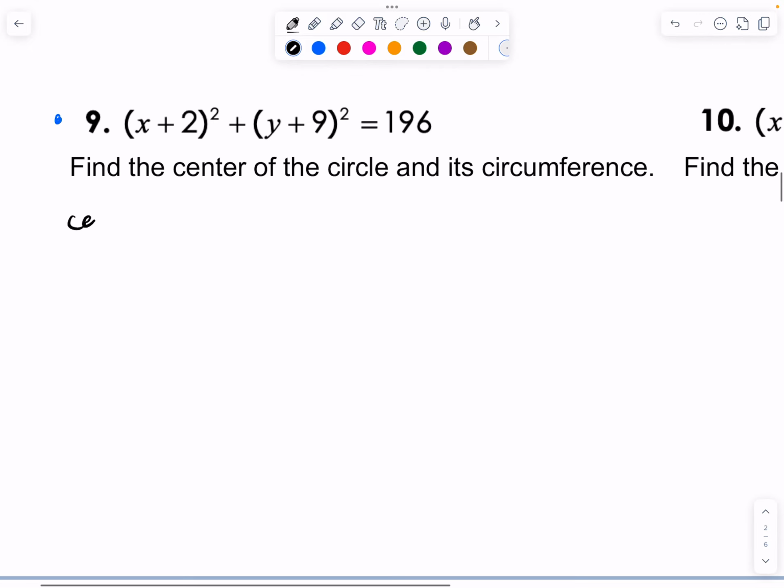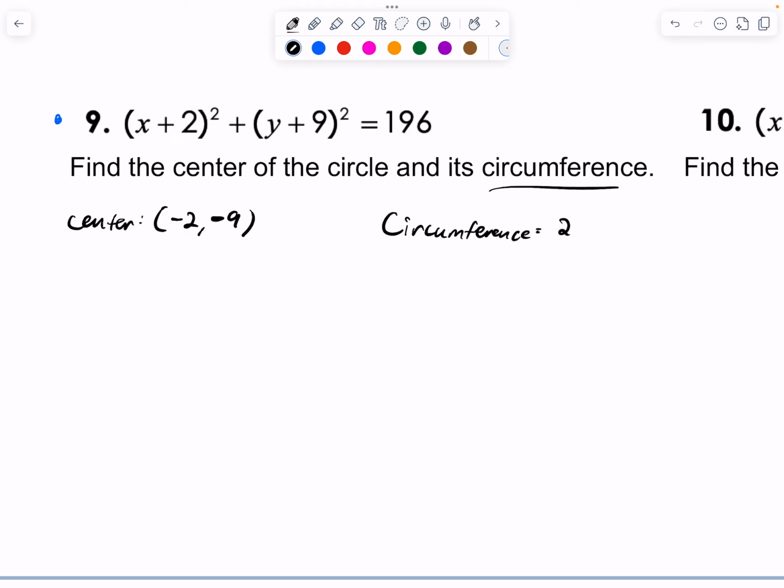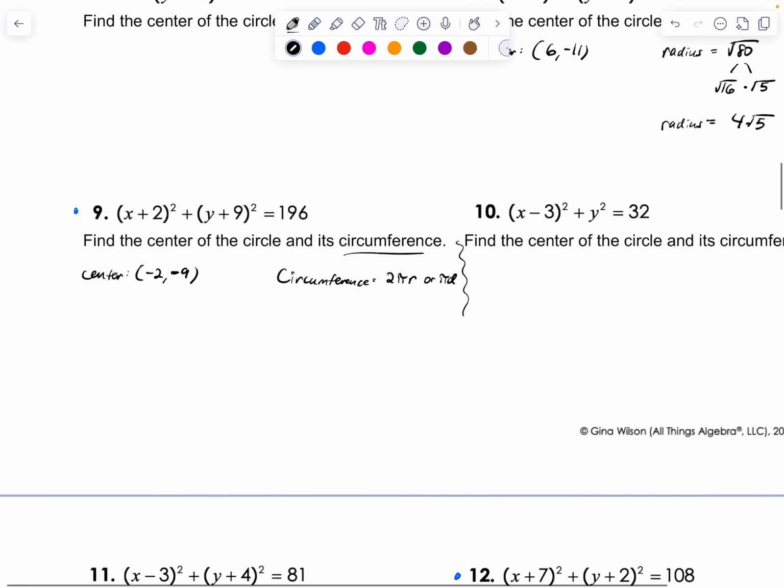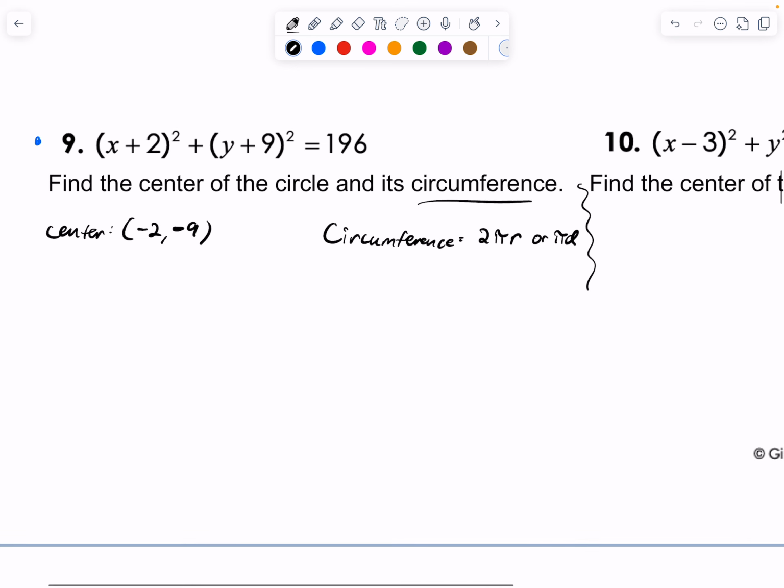Number 9 says to find the center first. The center is -2, -9. Now the circumference of a circle, right, the circumference is equal to 2 times pi times the radius. Or you could do pi times the diameter. I don't care, it's your call. All right, so in this case, I'm probably going to choose 2 times pi times the radius, just because I'm going to find that radius. So my radius is equal to the square root of that 196.